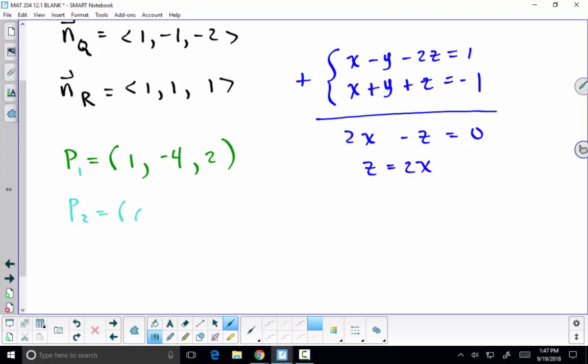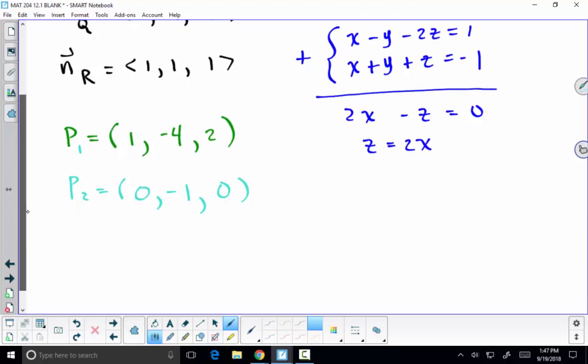0 is a great choice. We plug in 0, we get 0, -1, 0. So let's show that it's not going to matter what point we pick. Those are both points on the line of intersection. There's an infinite number of them. One of them does have an x value of 20. We're not going to use that one, though. You can use that one, Will.